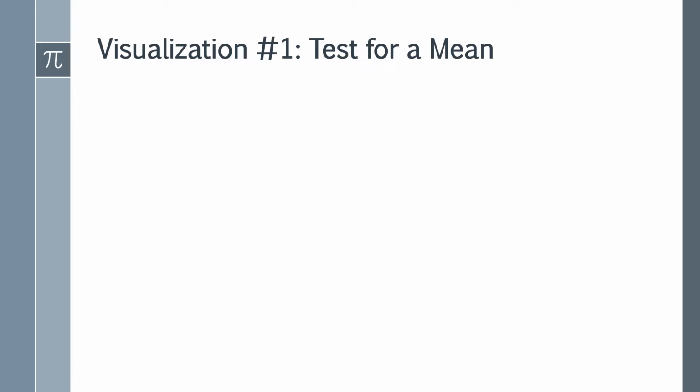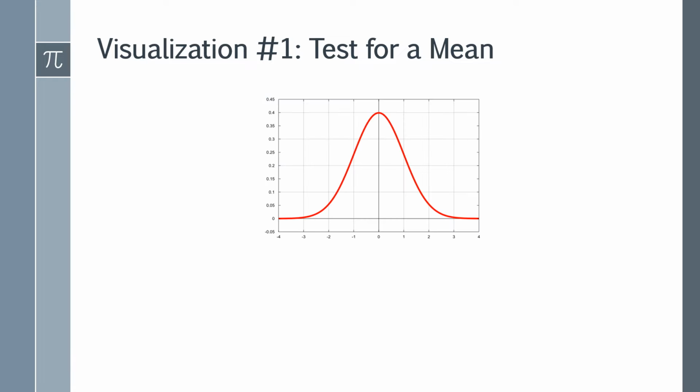Visualization number 1, test for a mean. Here we are looking at the comparison of the probability of defect by the number of defective widgets out of 100. This red line is known as a bell curve. The highest point of a bell curve is recognized as the mean. Looking at this graph, we can determine that the mean of the graph is 0.